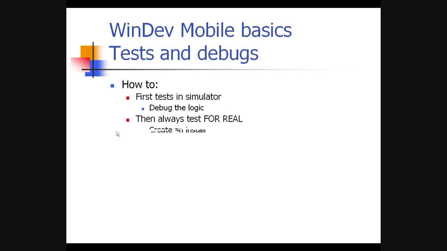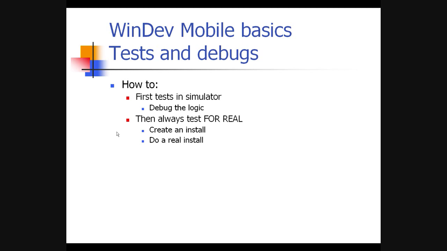So, what can you do to test and debug correctly your WinDev mobile application? Well, the first thing is to test in the simulator. Even if it's false, even if it's too fast, even if this and that, that's the first step. If your application doesn't work in the simulator, there's absolutely no point in trying to test it on the device. So first test in the simulator, debug the logic of your application, debug the workflow, and then always test for real. And when I say test for real, it means really create an install, a full install.